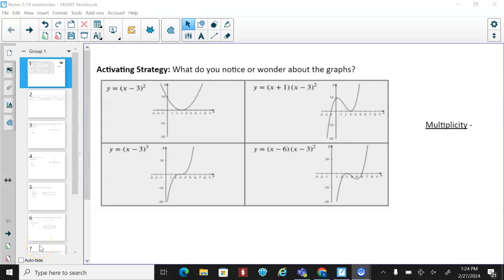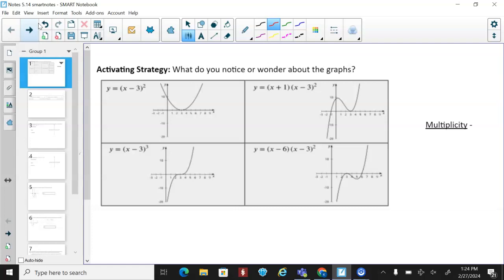All right, guys, so today we're going to do notes for 5.14, which is sketching graphs of polynomial functions. After today, you're going to be able to use zeros and multiplicities to sketch graphs of a polynomial. So first, there's an activity right here, an activating strategy. What do you notice or what do you wonder about the graph?